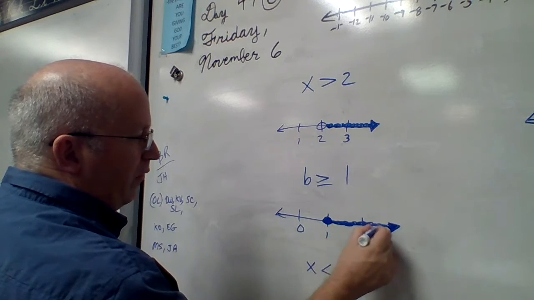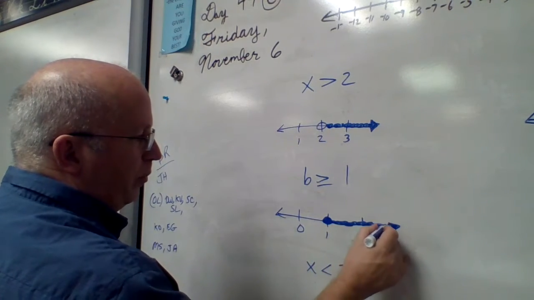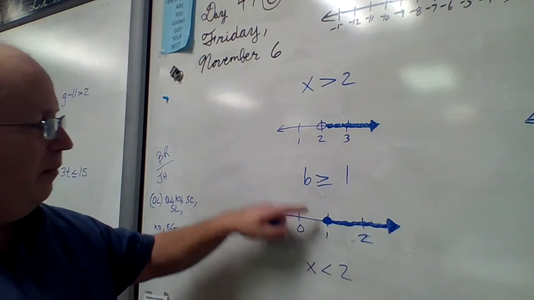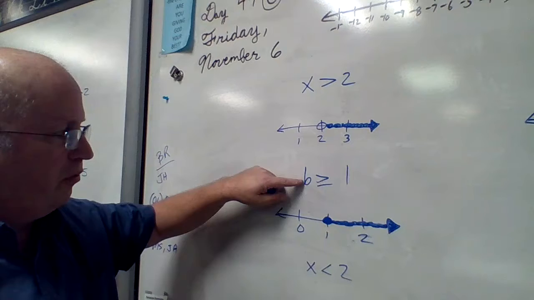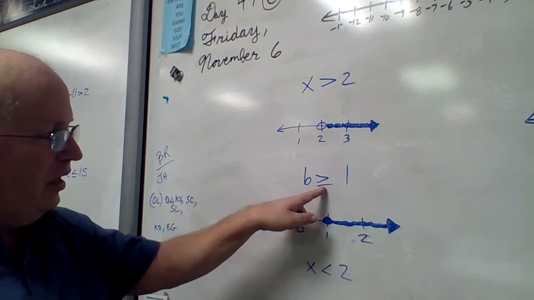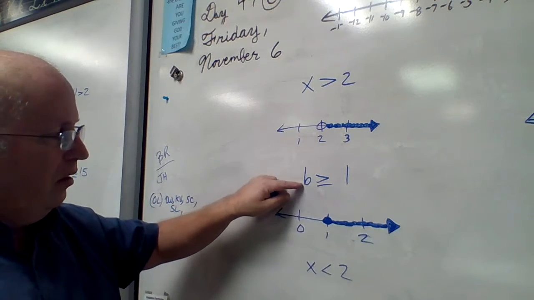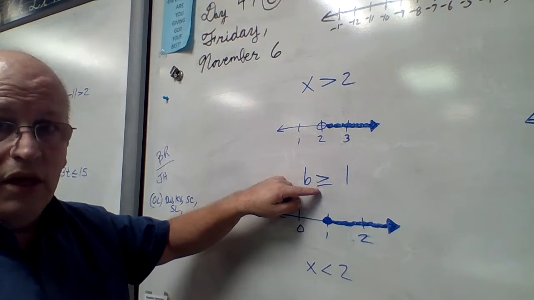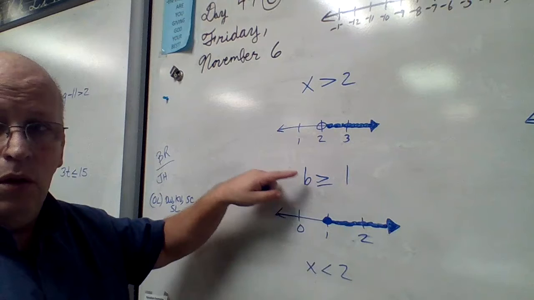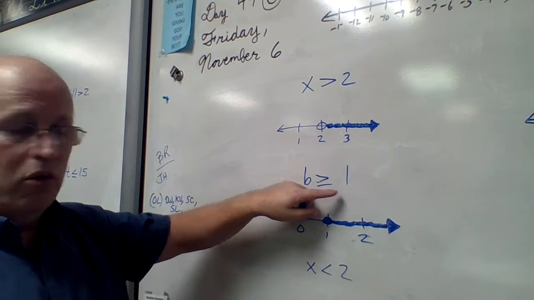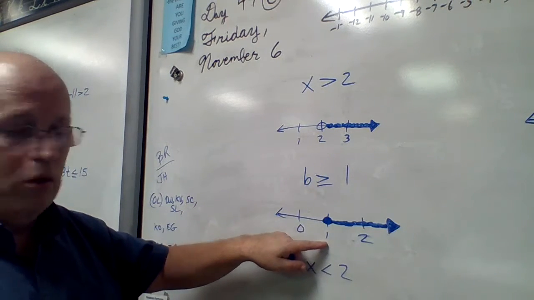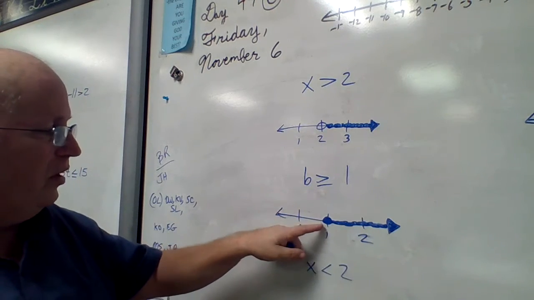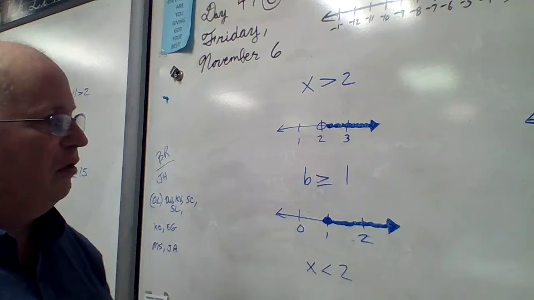Why do I use a filled-in circle instead of an open circle? I use a filled-in circle because this time the number 1 can be a solution to this problem. 1 can be equal to 1. This really says b is greater than or equals to 1. So 1 is part of the solution, and so is 2, and so is 3, and so is 4. So I fill in the circle this time, and I shade to the right.